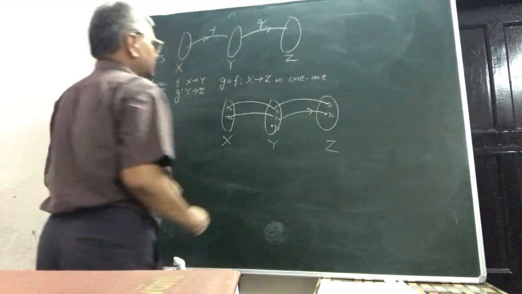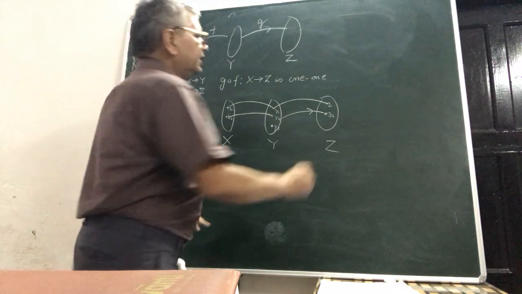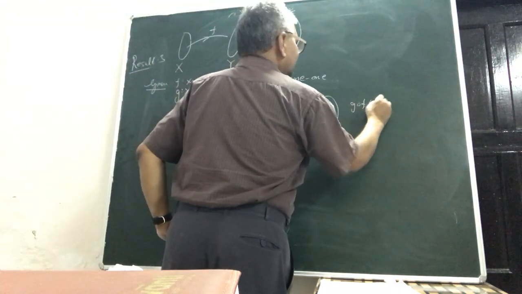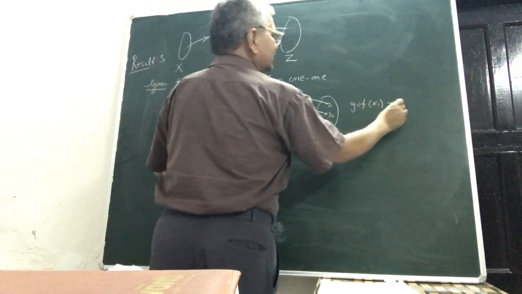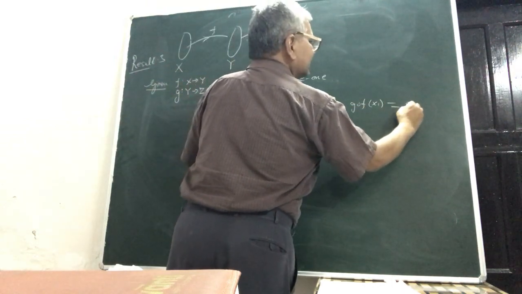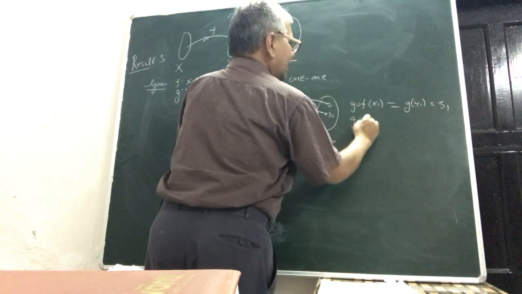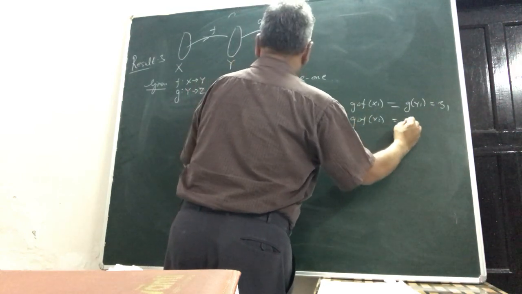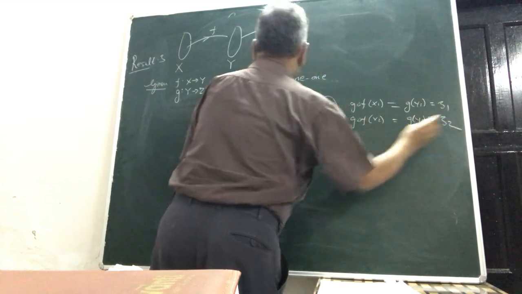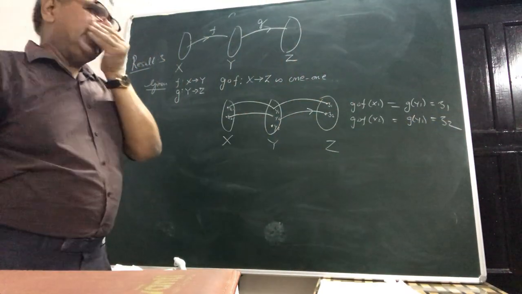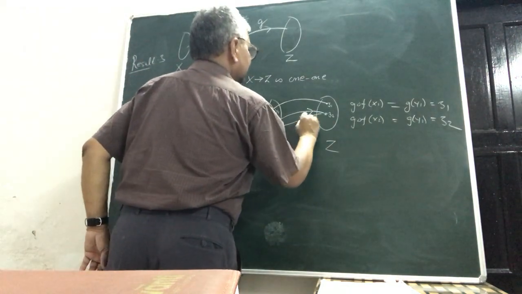Obviously, g∘f(x1) is z1. It is easy to see that the image of x1 is g(y1), and g(y1) is nothing but z1. Likewise, g∘f(x2) is nothing but g(y2), and g(y2) is z2. It is pretty obvious. Now see what we are taking here.